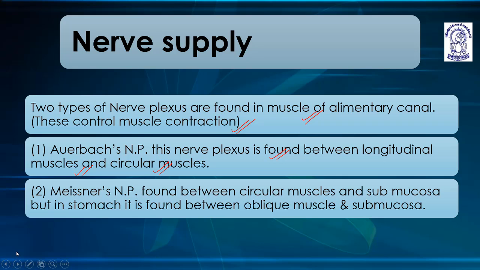In the last class, we discussed the nerve supply. The nerve supply basically includes Auerbach's nerve plexus and Meissner's nerve plexus. Auerbach's nerve plexus is between the longitudinal and the circular muscle layers in the muscularis layer, and Meissner's plexus is between the submucosa and the circular muscle layer, except in the stomach, where it is found between the oblique muscles and the submucosa.